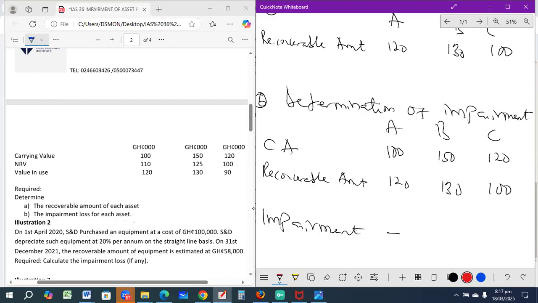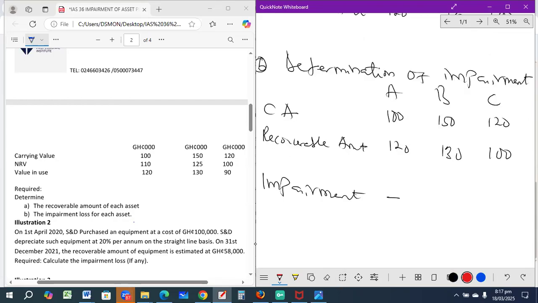What will be our impairment, if any? What did we say about impairment? We said that there is always impairment if the carrying amount is more than the recoverable amount. So here, what can we say? Impairment of 20. Because the recoverable amount of asset B is less than the carrying amount by 20. Let me just chip in this. What did we say is impairment? We said impairment is the amount by which the carrying amount of an asset is more than the recoverable amount, or where the recoverable amount is less than the carrying amount.